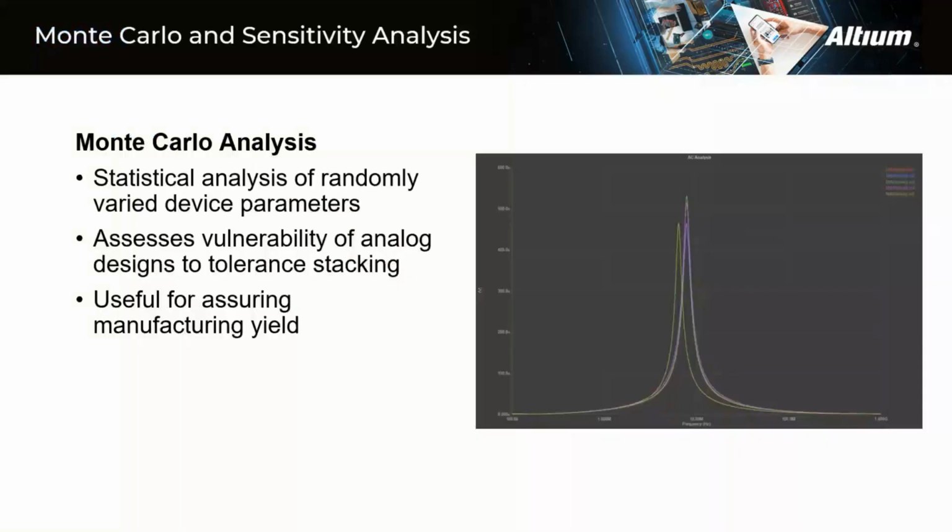Monte Carlo analysis examines the effect of random changes of parameters of the selected components according to the selected distribution type, where you can have different values of the components with respect to the tolerance, and then you can see the behavior in the waveforms by using this analysis.